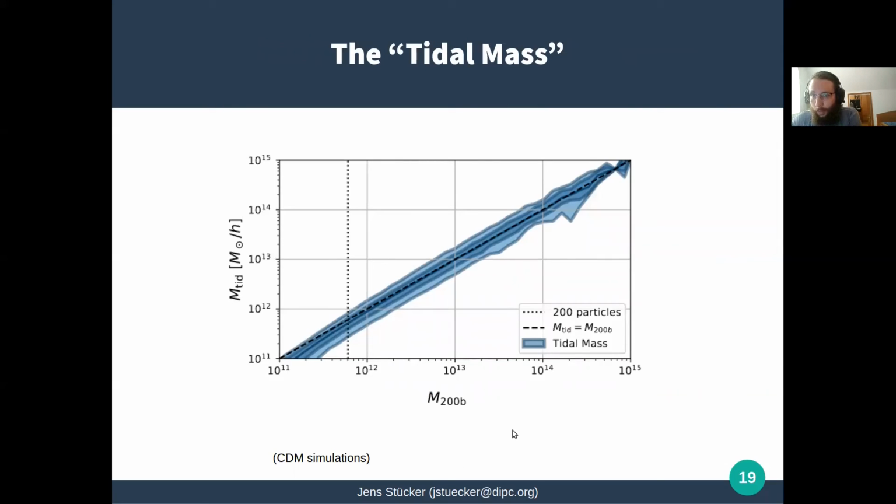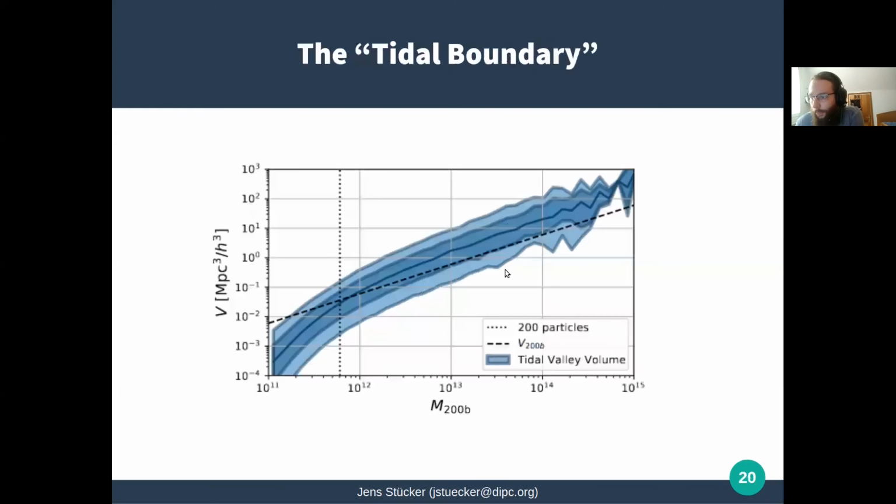Now, one can also use this binding check for cold dark matter simulations. So here I just show you the mass one gets from this boosted potential binding check on the y-axis in comparison to the mass M200b, which is the mass contained in the radius where the mean halo density is above 200 times the mean density of the universe. And you see that these mass definitions roughly agree on average with some scatter.